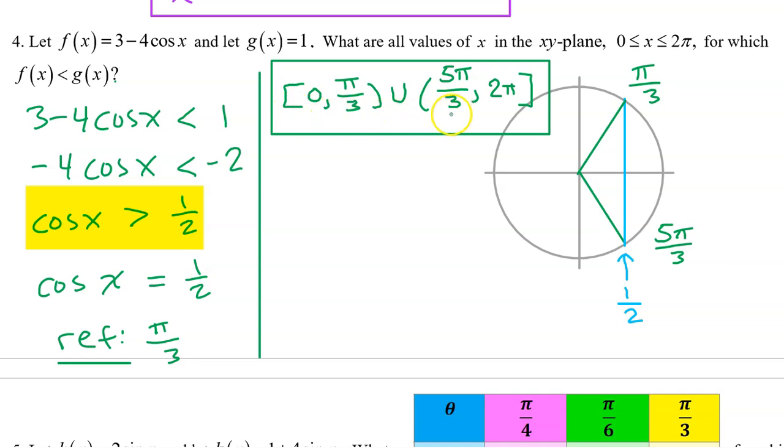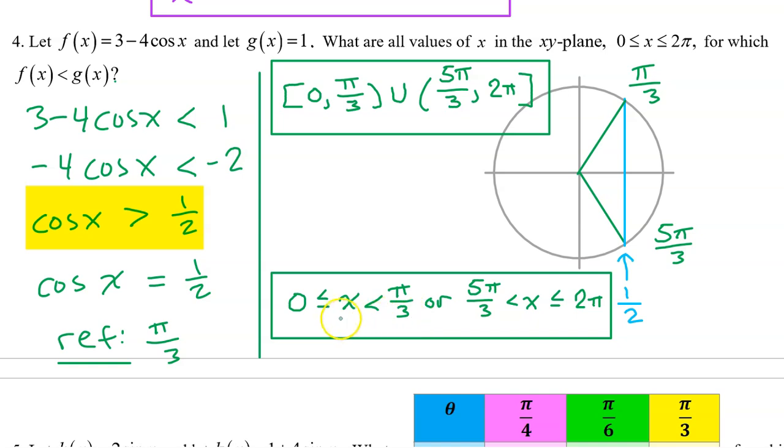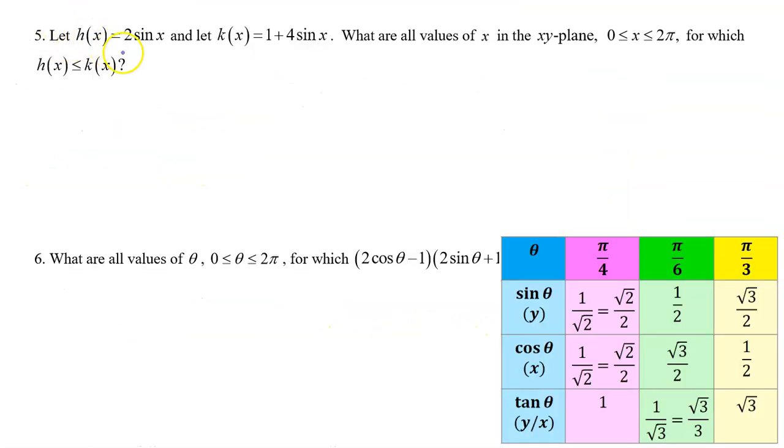Here's your solution set in interval notation, and here it is again written as an inequality. Number 5: let h of x equal 2 sine x, and let k of x equal 1 plus 4 sine x. What are all values of x in the xy plane between 0 and 2 pi for which h of x is less than or equal to k of x? So here's h of x less than or equal to k of x.